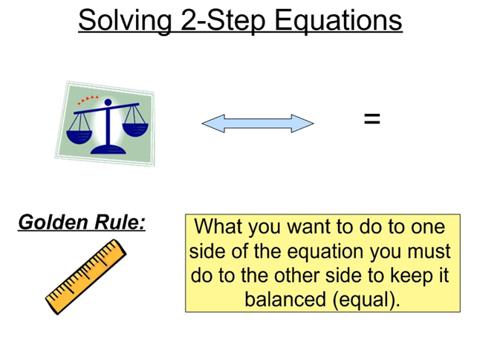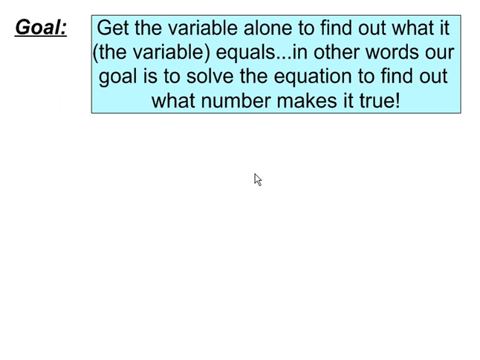This is known as the property of equality. We must keep the sides balanced. That way we are able to treat it equally. Now our goal when we solve equations is basically to get the variable alone, find out what the variable equals. In other words, our goal is to solve the equation to find out what number will make that equation true.